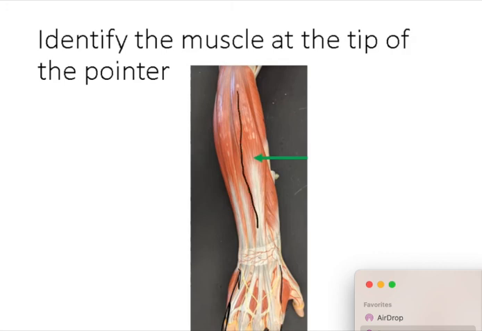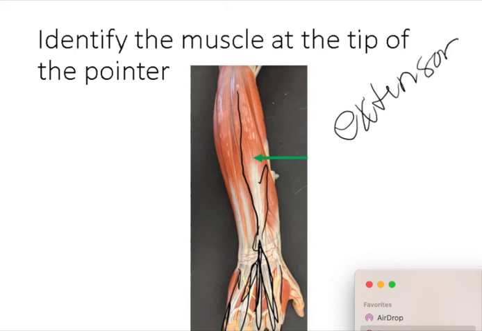This muscle here is in the middle, and if you follow it down, notice these tendons that go down and split out towards the fingers. So they extend the digits. So this is the extensor digitorum.